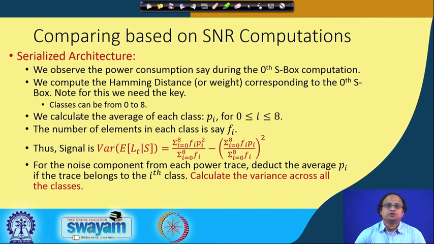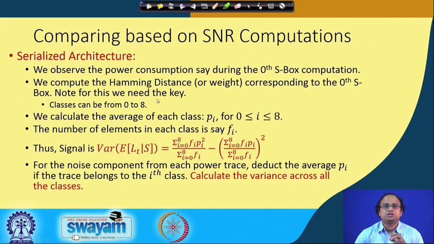Okay. So, let us start with the serialized architecture. Here we observe the power consumption during, say, the 0th S box computation. You are doing 0 to 15, so there are 16 times that you are computing on the S box. You observe the power consumption during the 0th S box computation, and you compute the Hamming distance or Hamming weight, depending upon your power model, corresponding to the 0th S box.